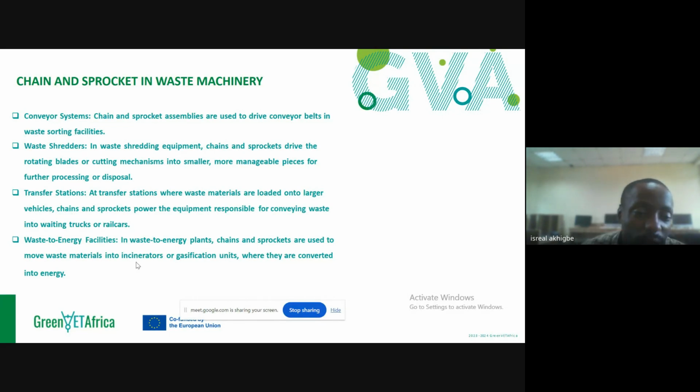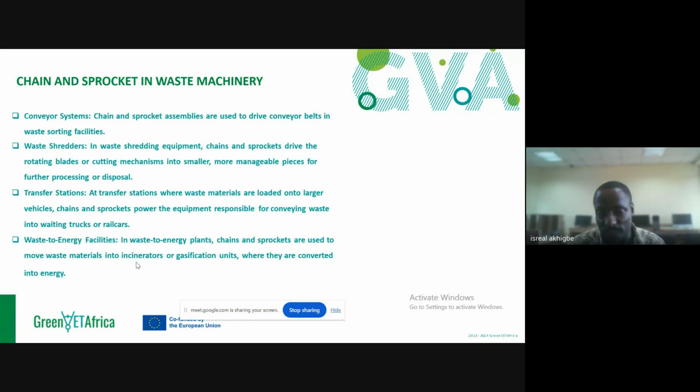Just like we also saw that you can use belts to transmit power and motion to shredders, to some of our waste machinery. You can also use gears, but like I also said, the factors to be considered will determine if we go for one type of transmission over the other. Also, at a transfer station, where waste materials are loaded onto larger vehicles, chains and sprockets power the equipment responsible for conveying waste into waiting trucks or rail cars for waste processing.